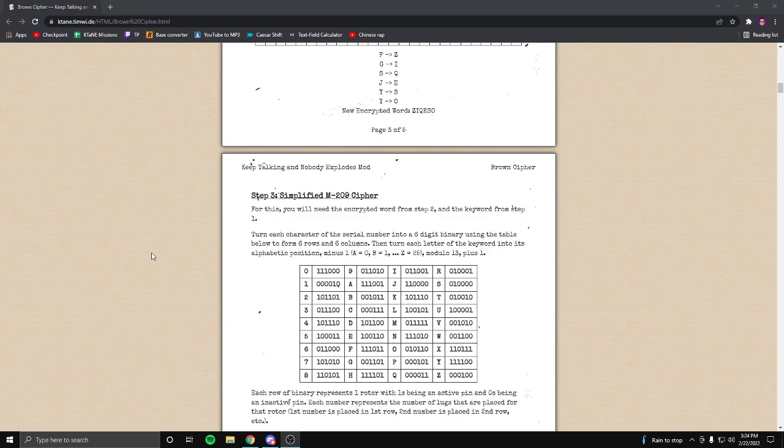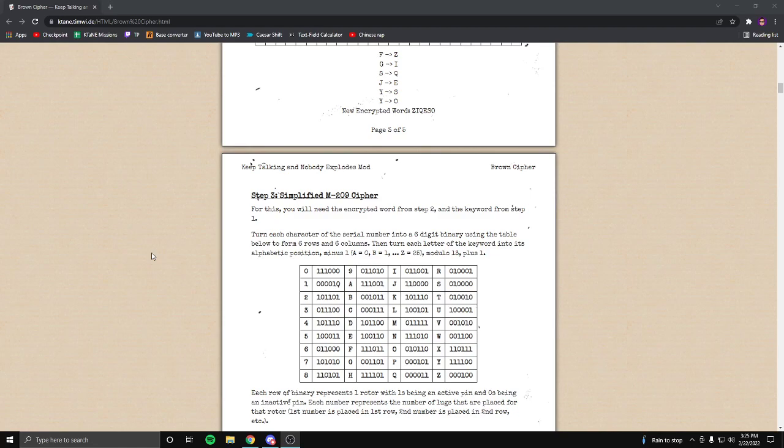0, 1 1 1 0 0 0. 1, 0 0 0 0 1 0. 2, 1 0 1 1 0 1. 3, 0 1 1 1 0 0. 4, 1 0 1 1 1 0. 5, 1 0 0 0 1 1. 6, 0 1 1 0 0 0. 7, 1 0 1 0 1 0. 8, 1 1 0 1 0 1. 9, 0 1 1 0 1 0.